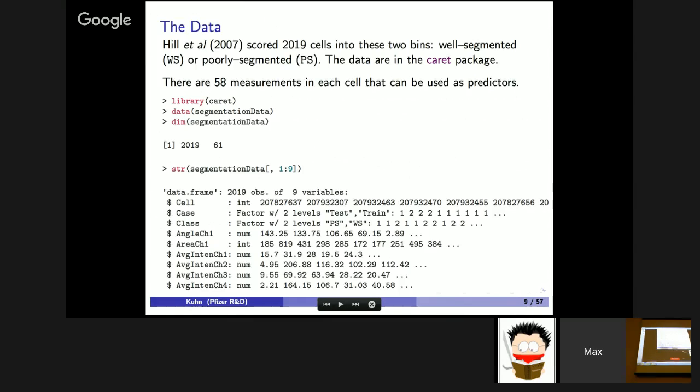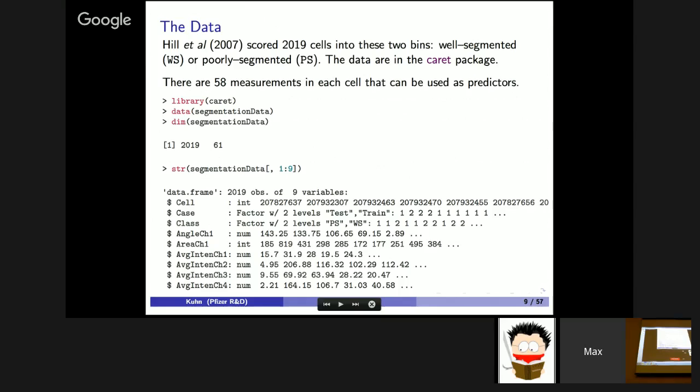If you look at the dimensions of that data frame, there's 61 columns, and there's about 2,000 cells that have been measured. If we look at the first, let's say, 9 columns, the first column is the cell, like a cell identifier. The second one, we'll talk a little bit about this in a minute, is a training and test set designator. So they have a column in here that says what data set it should belong to. And then the third column here is the actual classes. And that's a factor. The first level is poorly segmented. The second level is well segmented.